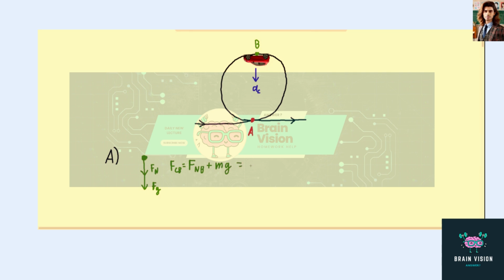And we were given the normal force at that point. We're told that it is 6 newtons. We know the mass of the car, 0.8 kilograms, and we know gravity. So that helps us find the centripetal force. But why do we need it?